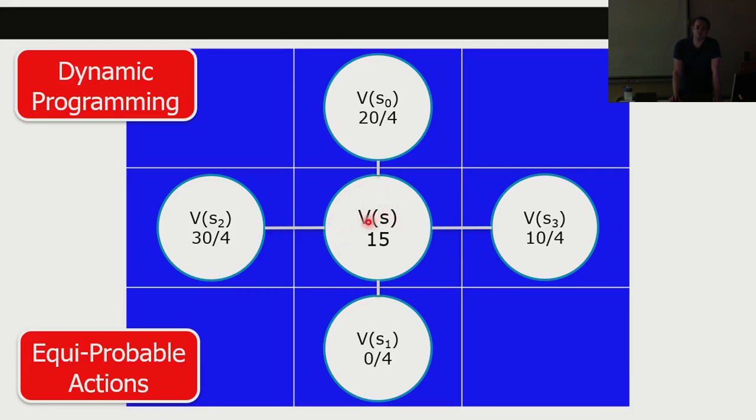And this is the essence of, as far as I want to go with dynamic programming in this course, but it's just saying if I know the values of neighboring states, then I know the value of the state that I'm at if I'm given a policy.